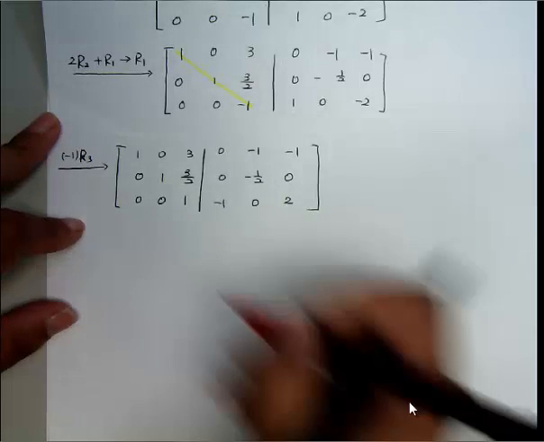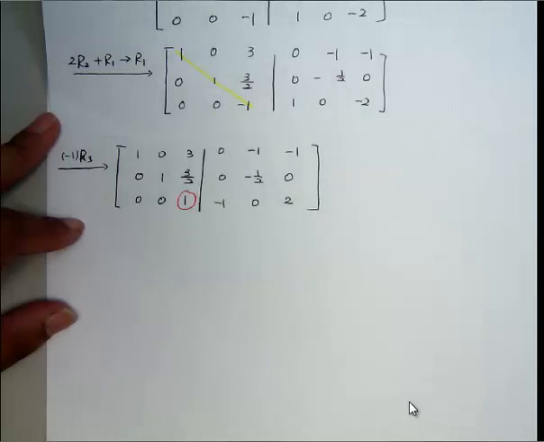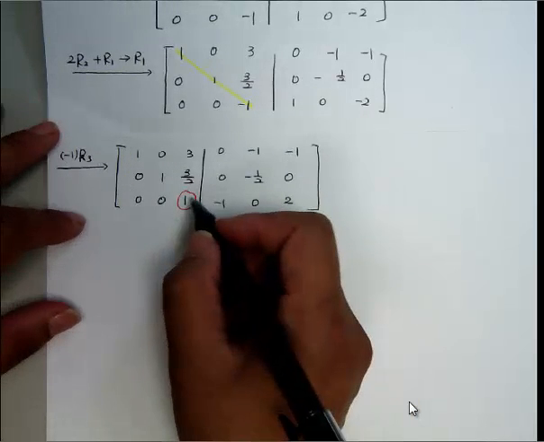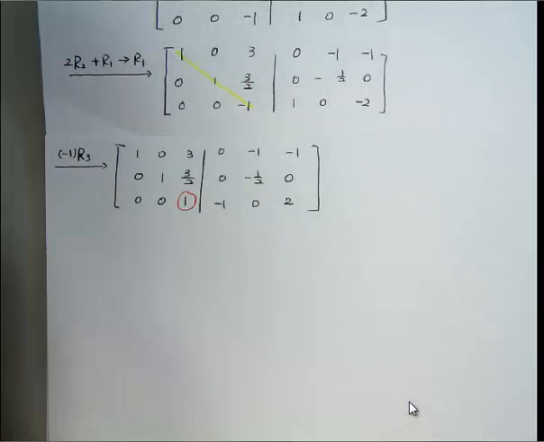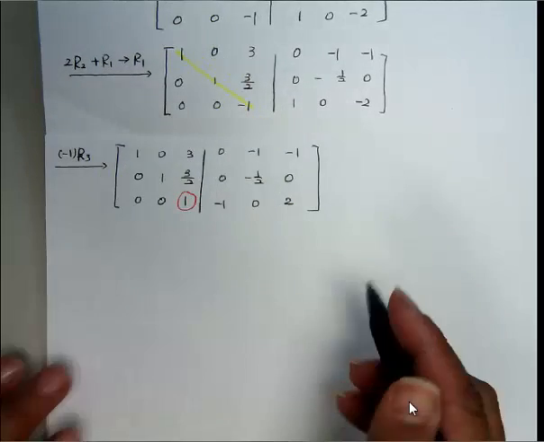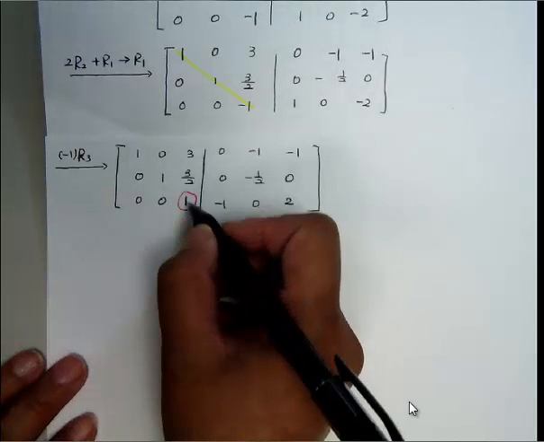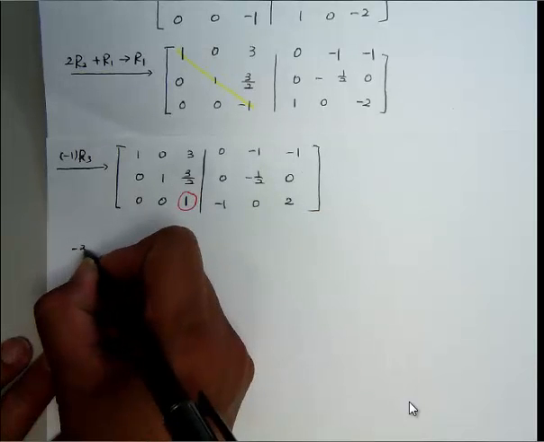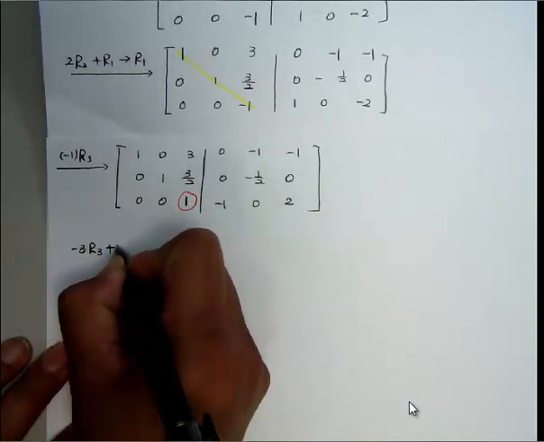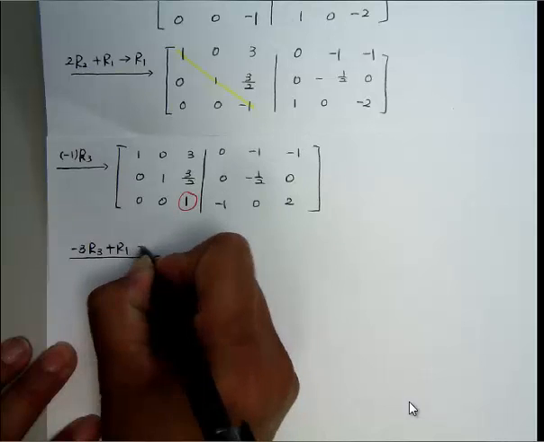Alright, so this element becomes our pivot. And we use this one to clear the elements above, which are in row 1 and row 2. Let's see, row 1 has 3, so I need row 3 to get negative 3. So negative 3 times row 3 added into row 1 to replace row 1.